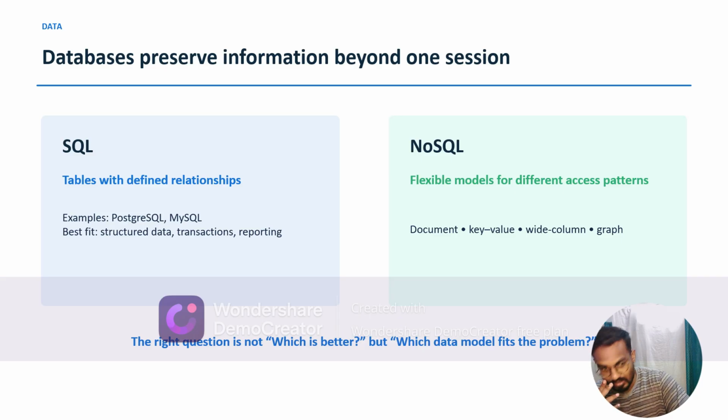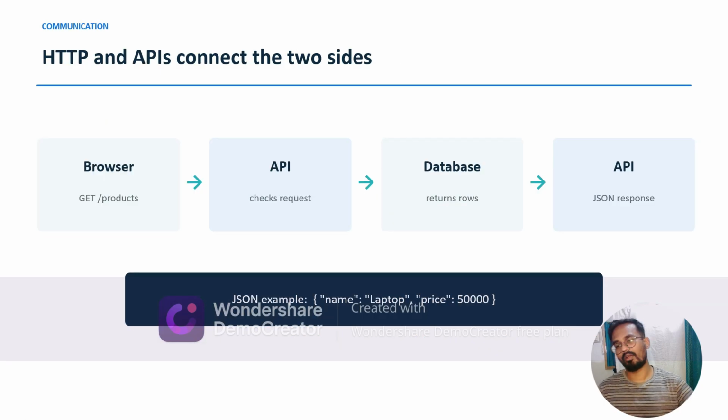So that's about databases. Now we have come to the last part of the session, that is HTTP and APIs connect the two sides. Here, the two sides are the front end and the back end. But how does the front end actually communicate with the back end? One of the most important protocols you'll encounter is HTTP. HTTP stands for Hypertext Transfer Protocol.